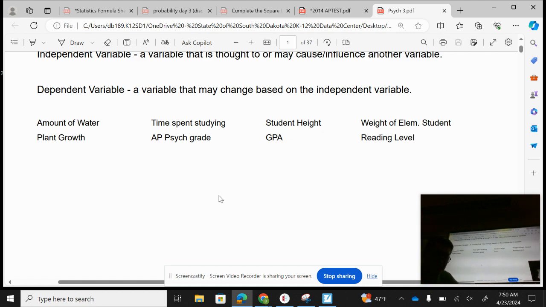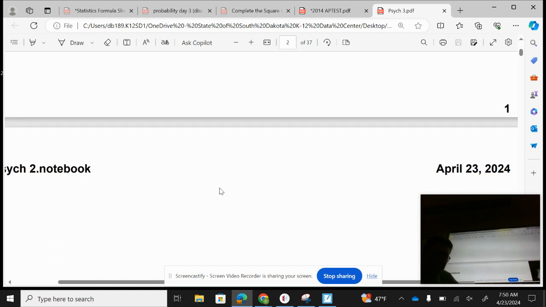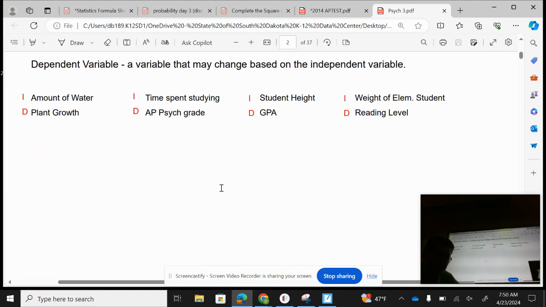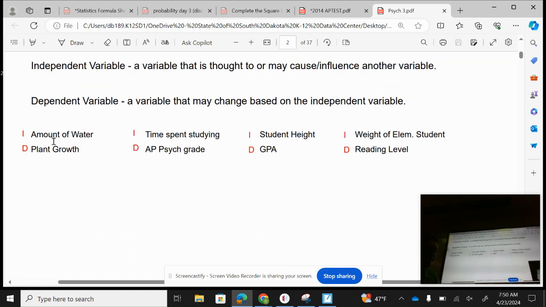Okay, going on here. Now, I didn't make it real tricky. So I would say the amount of water is probably the independent variable we would typically look at, and the plant growth. Now, at any time, you can investigate and switch these around, but how much water you give, that's going to affect the plant growth. We would believe that to be true. Time spent studying, AP Psych grade. We can, of course, like I said, reverse it, but the time spent studying typically is going to help us determine or influence our AP Psych grade.